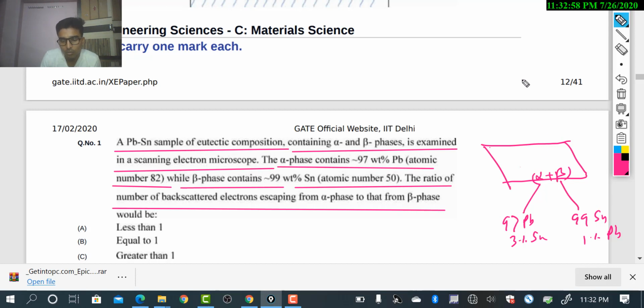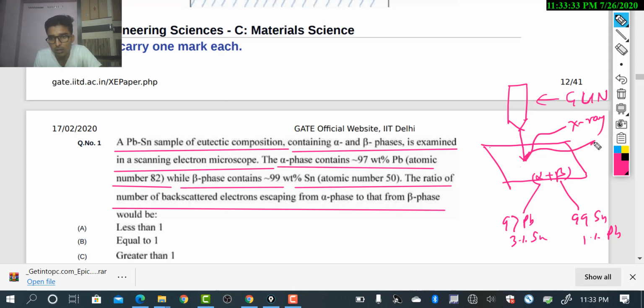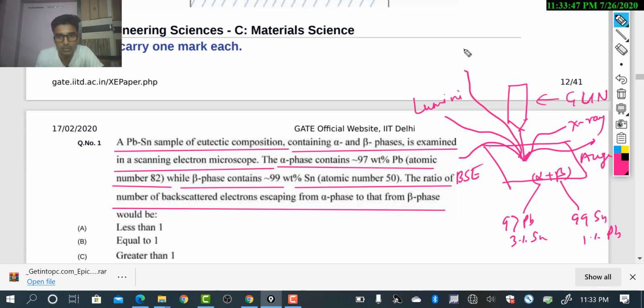So what is the concept of SEM? So here is the SEM gun. If we focus electron beams from the gun, after striking, some signals and radiations are radiated from the sample. Some will be X-rays, some will be other electrons, and some will be luminescence, and one will be backscattered electrons, and some will be secondary electrons.